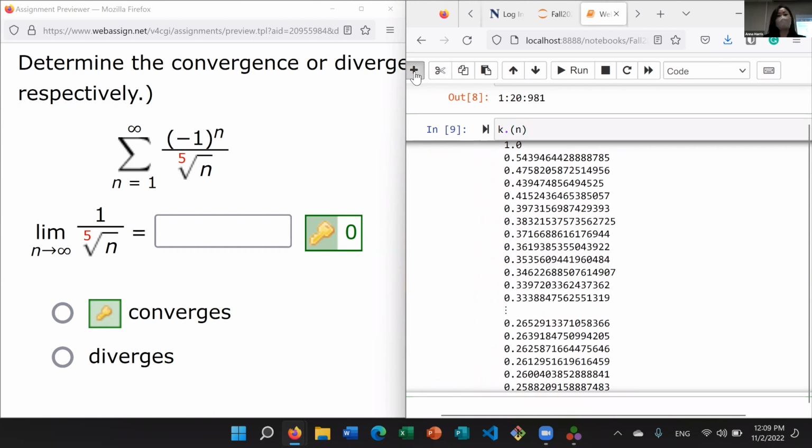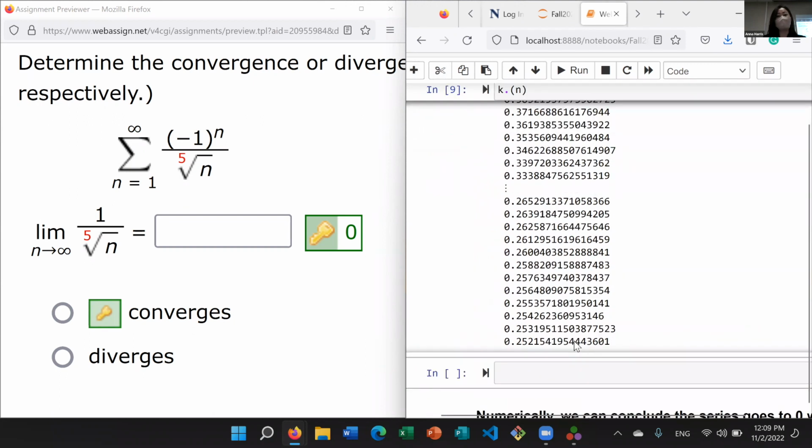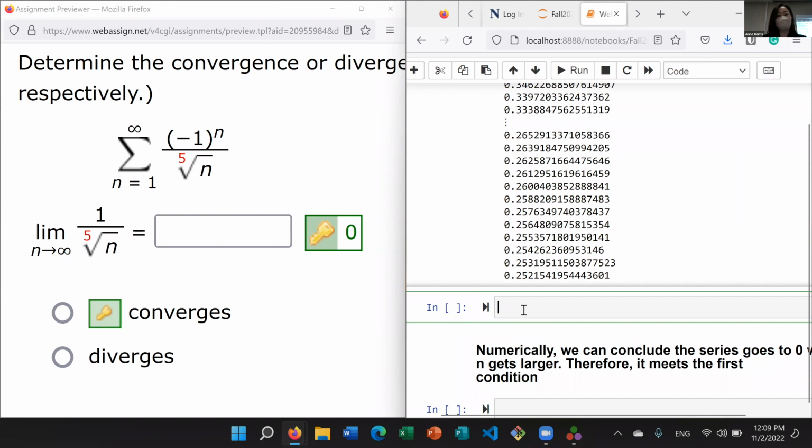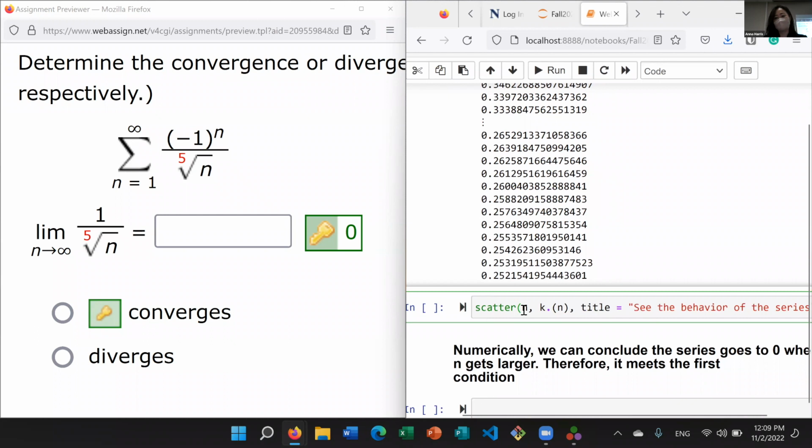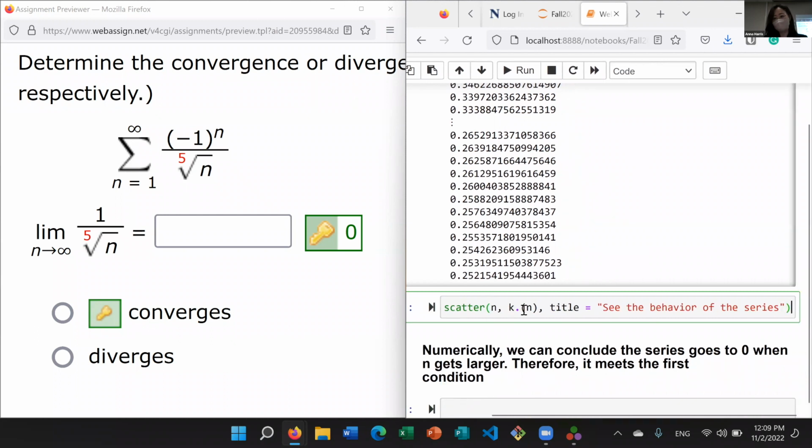I would love to show it graphically, right? The graph is the one where you can really tell. So let's graph this and see the behavior.